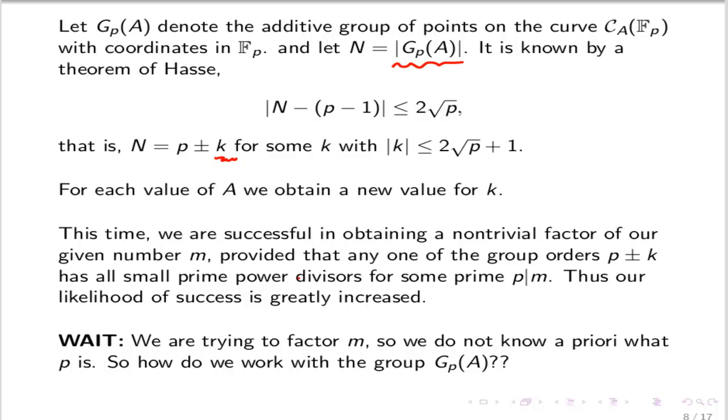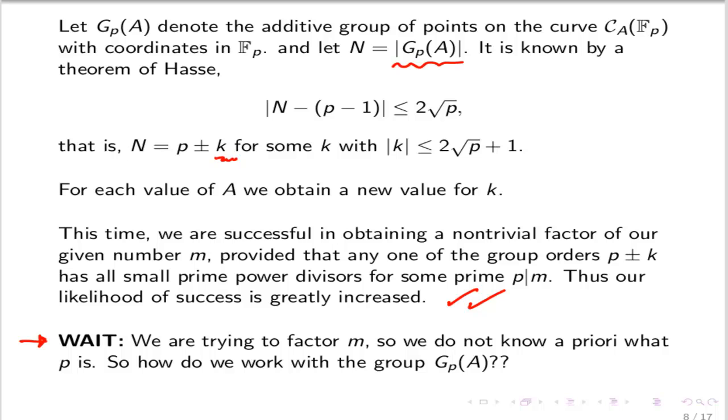So this time we're going to be successful obtaining some non-trivial factor of our given number m, provided that one of these group orders, p plus or minus k, happens to have all small prime power divisors for some prime factor p of m. So we've increased our likelihood of success by not just considering one group, but considering lots of different groups. So we let A roll through a variety of elliptic curves, and we have a lot more chances for success here.